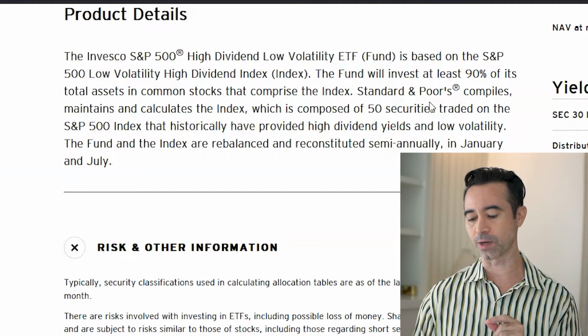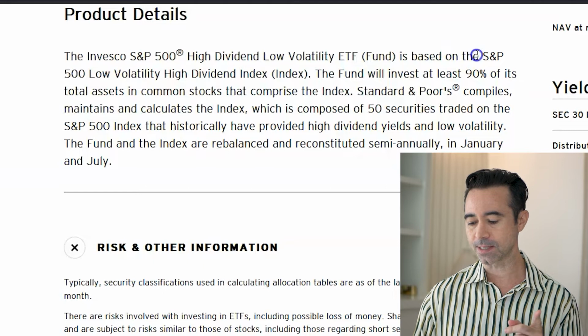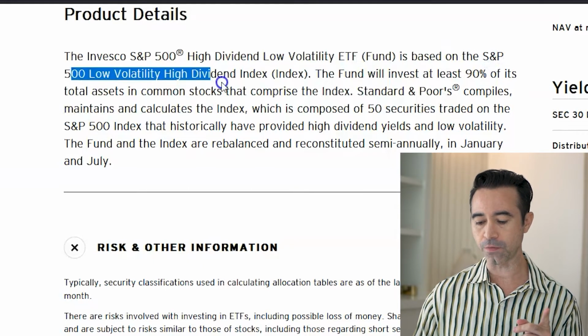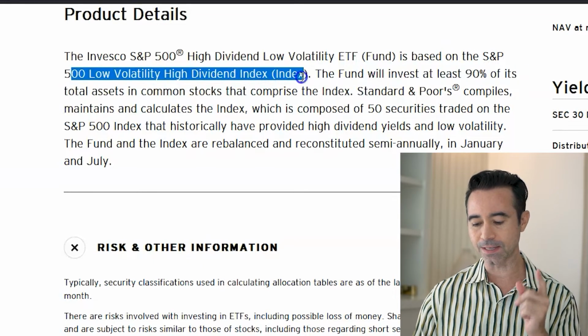Alright, so first off, what does SPHD track? Let's talk about that real quick. So SPHD tracks the S&P 500 Low Volatility High Dividend Index. How does SPHD find stocks? Well, the S&P 500, we know that that's where it goes to find stocks. Only stocks that can fall into the S&P 500 will be accepted to be added to this ETF, right? So there you go. Only bigger companies, S&P 500 type companies.